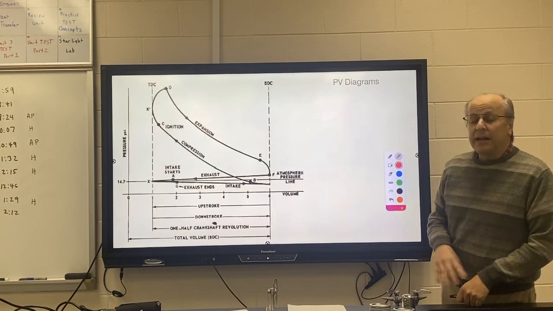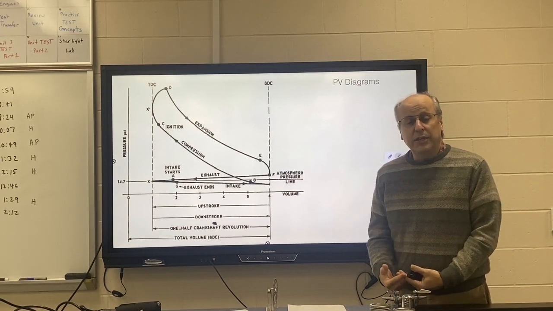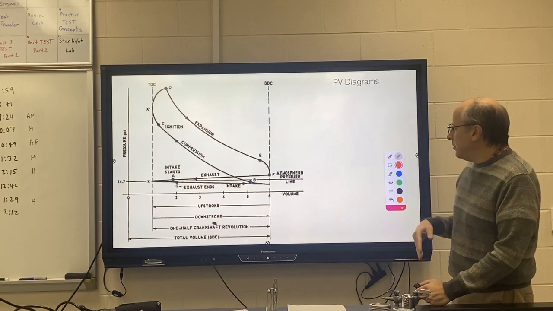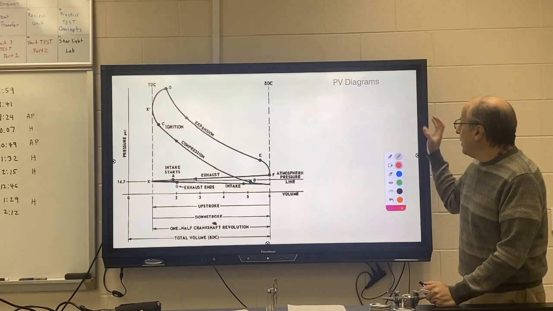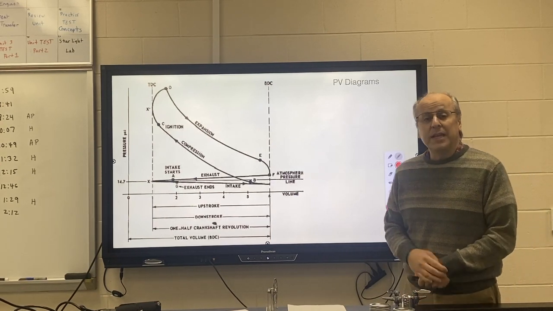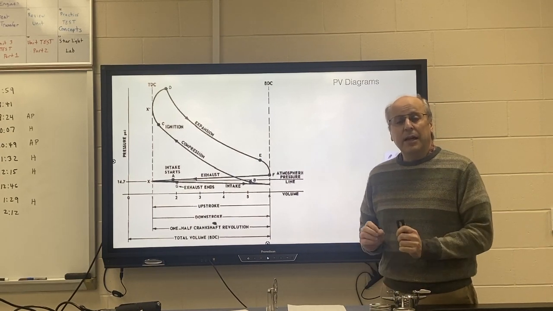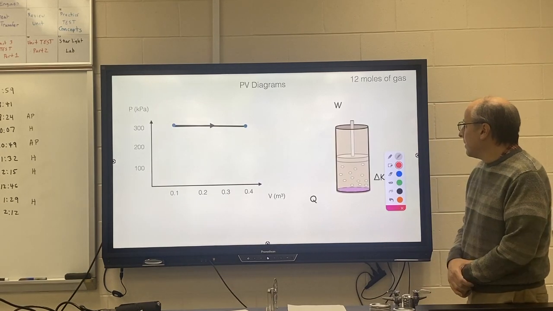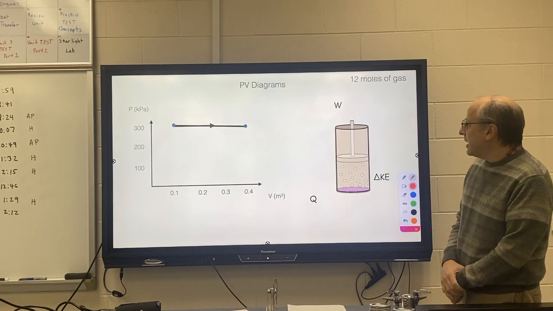Remember that PV diagrams are used to analyze how good the engine actually is. So you make a plot of pressure versus volume as it goes through its different stages. From those PV diagrams, you can calculate things like how much work, how much heat, and more importantly, what is the efficiency of my engine. Okay, so I wanted to remind you of how you went through this process.